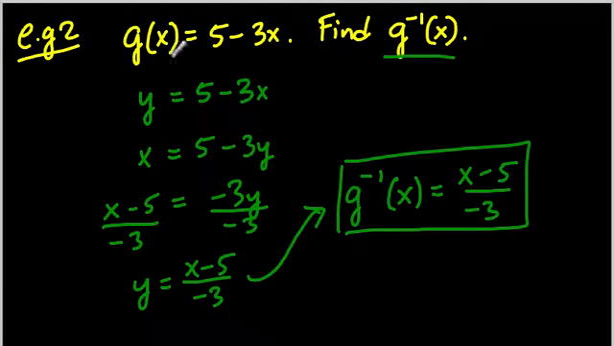So again, to find the inverse function, first rewrite the original function in terms of x and y, then switch x and y, solve for y, and after you've solved for y, replace that y with the inverse notation, which is g -1 of x in this case, and you're done.